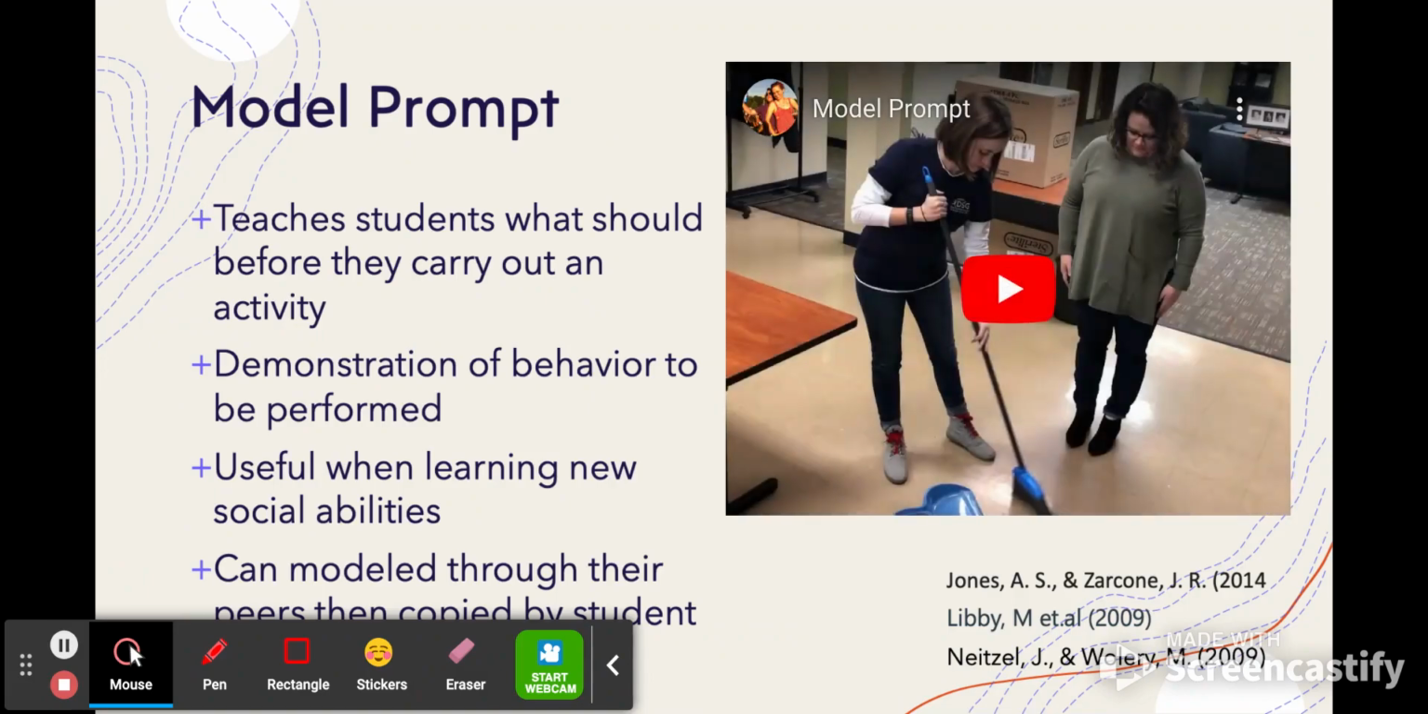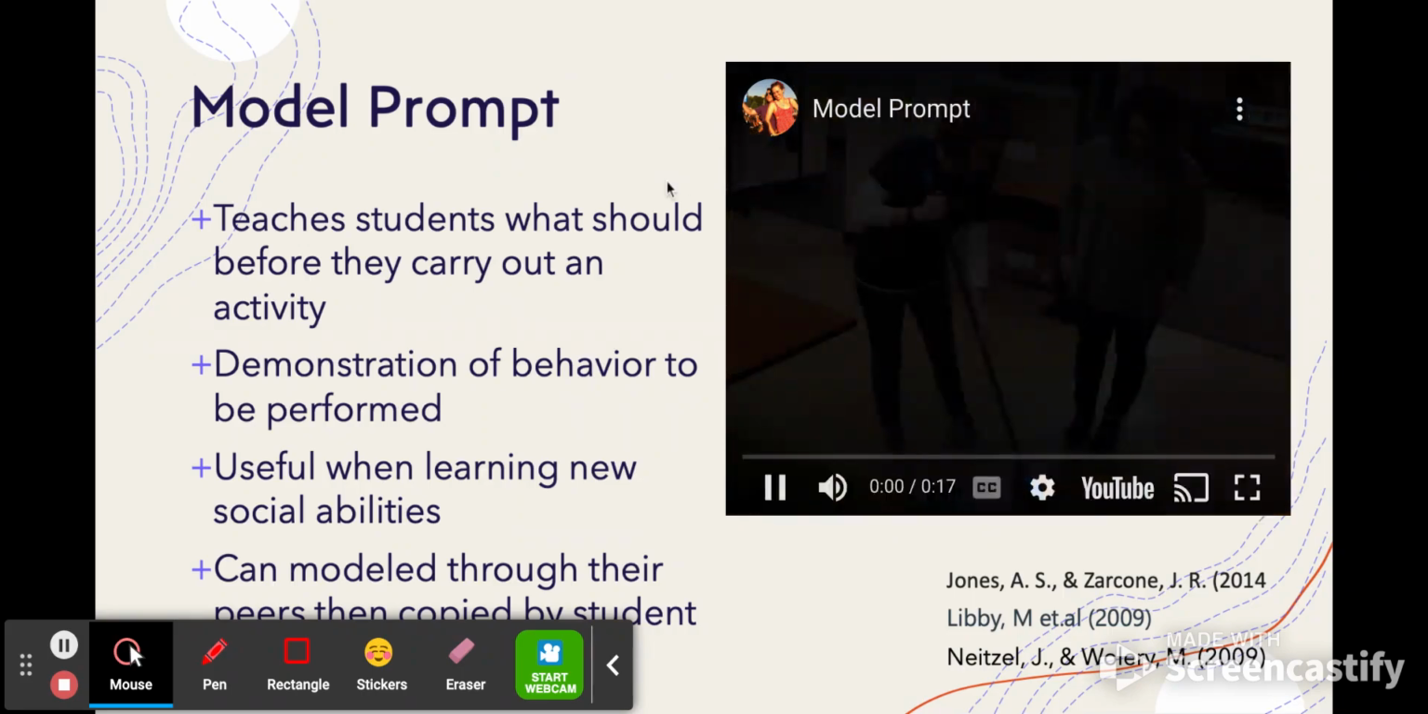Now, let's take a look at model prompts. A model prompt teaches a student what should be done before they carry out the task. This is useful when learning new social abilities. Appropriate social actions can be modeled through their peers or staff, which are copied by the student when they see someone else perform an activity. So let's take a look at an example of a model prompt.